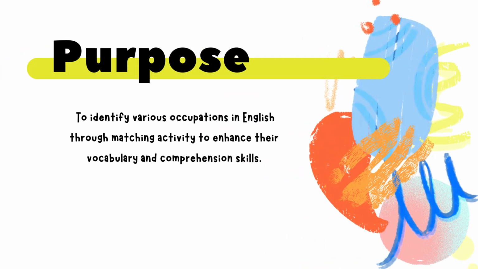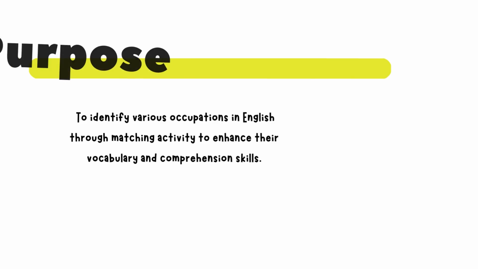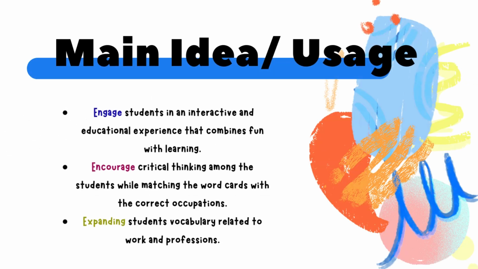The purpose of this learning strategy is to identify various occupations in English through matching activity to enhance their vocabulary and comprehension skill. There are 3 main ideas for this learning strategy. The first one is to engage students in an interactive and educational experience that combines fun with learning. The second one is to encourage critical thinking among the students while matching the word cards with the correct occupations. And the last one is expanding students' vocabulary related to work and profession.